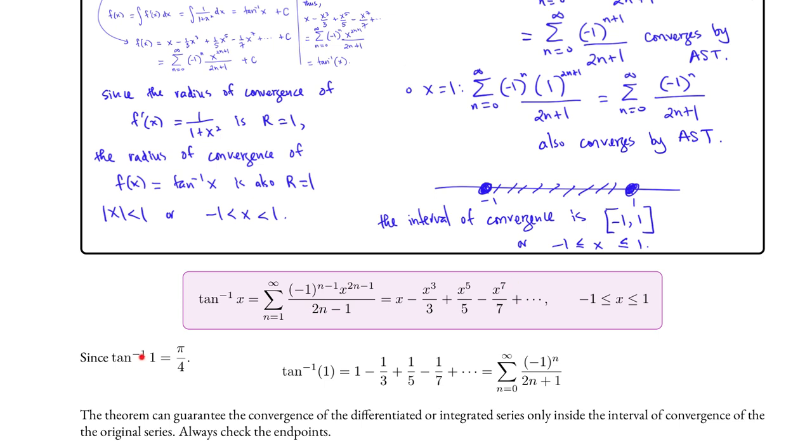Now, since we know the tangent inverse of 1 is pi over 4, we plug 1 into x, and we see that tangent inverse of 1 is 1 minus 1/3 plus 1 over 5 minus 1 over 7 plus and so on. But this sum is pi over 4. So pi over 4 is a number that is expressed as an infinite series. Pi over 4 equals 1 minus 1/3 plus 1 over 5 minus 1 over 7 plus and so on.